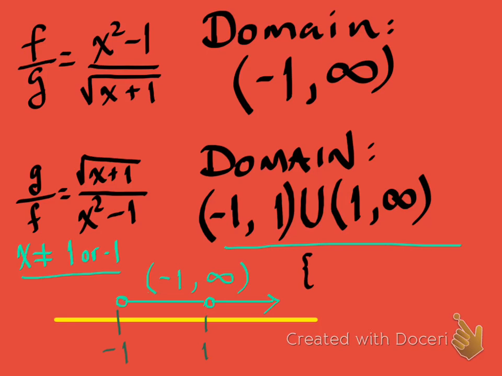We could also write it with this, what people call set builder notation. You would kind of read that as the set of x such that x is greater than -1 and x is not equal to +1. So that's the set builder notation for the same thing. I don't really care. My preference would be the interval notation personally, but they all work. Okay? So anyway, I hope that was enough of an example.